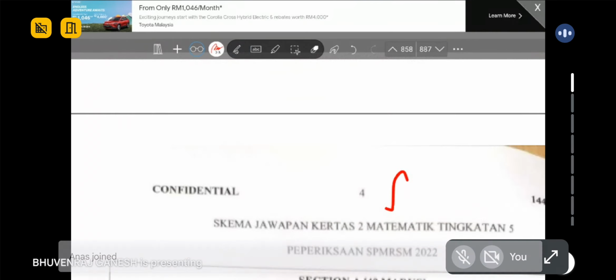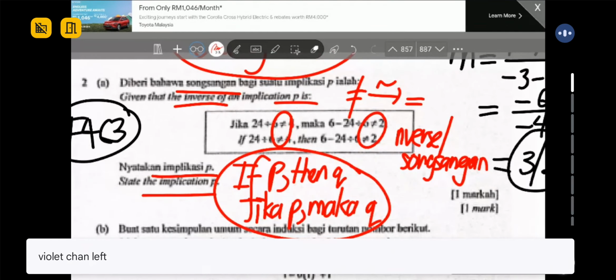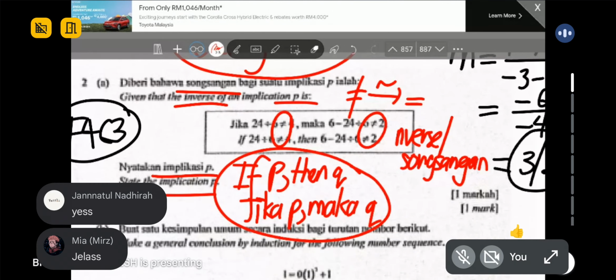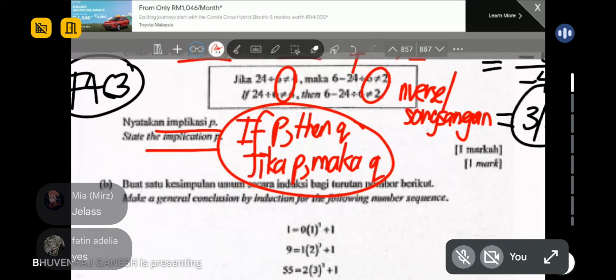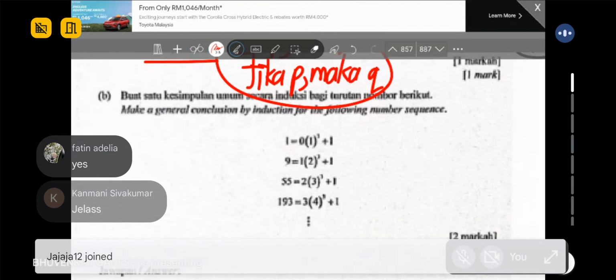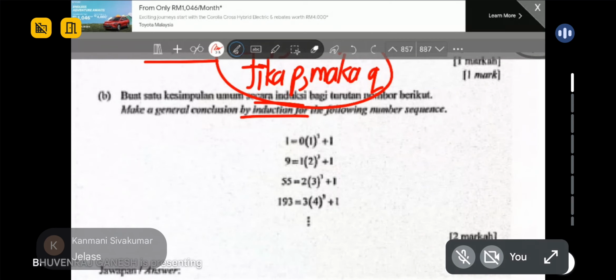Do you get the concept for question 2A? Yes or no? Can I have some response? Jelas untuk 2A? So kamu nafikan saja ayat yang dia beri. Okay? Just negate the sentence. Okay, next one. So this one is induction. Kesimpulan secara induksi.